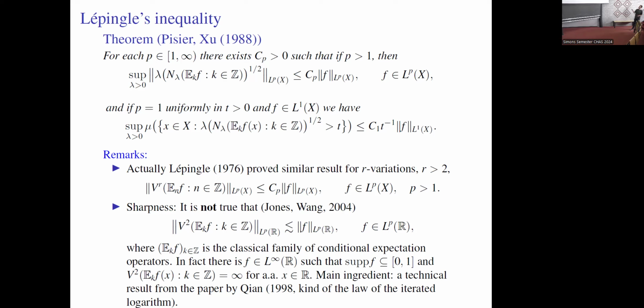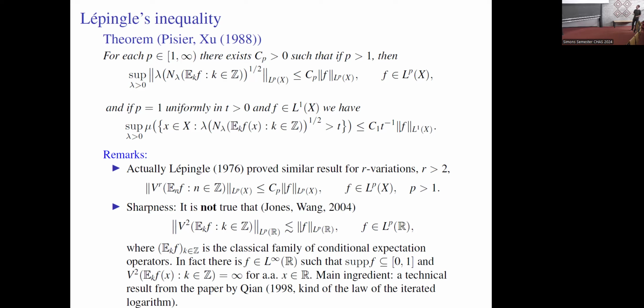Here, the theorem of Pisier and Xu is an analogous result for lambda jumps. For lambda jumps with parameter 2, we know that we have a lambda jump estimate for all p greater than 1, and we have the corresponding weak type 1-1 estimate.